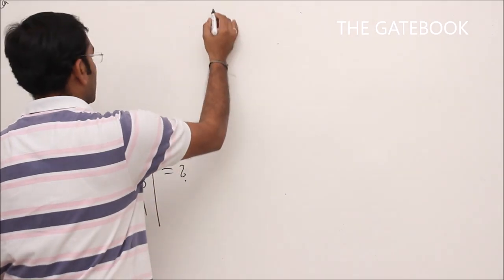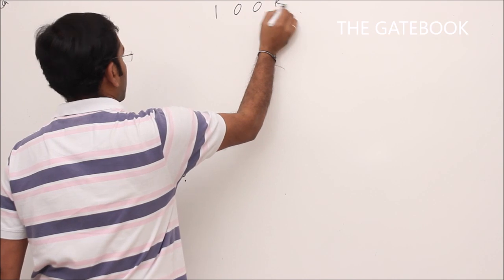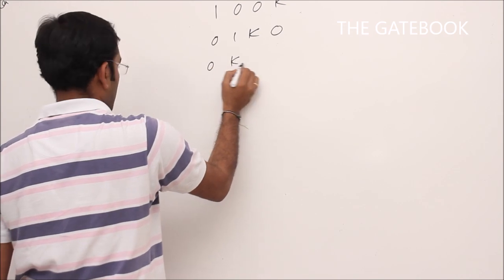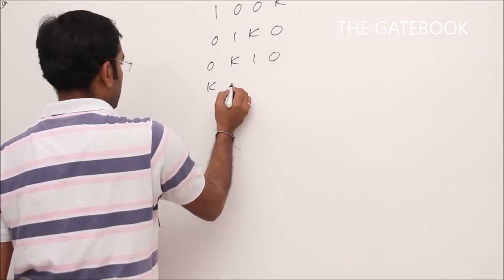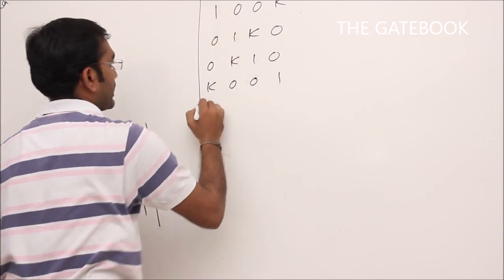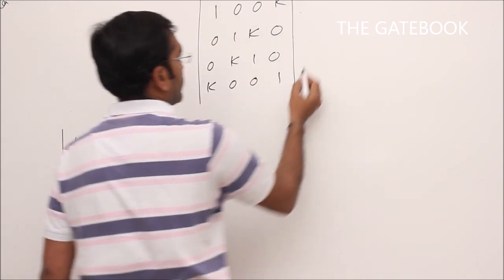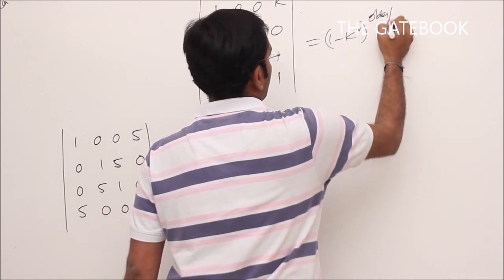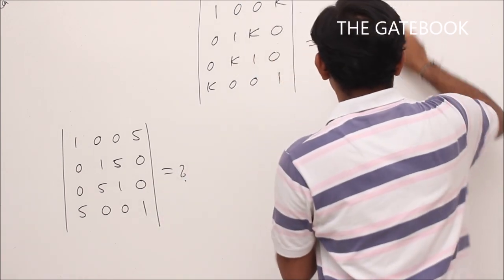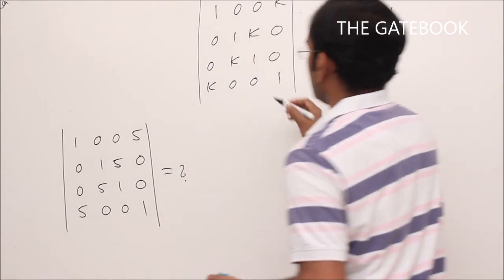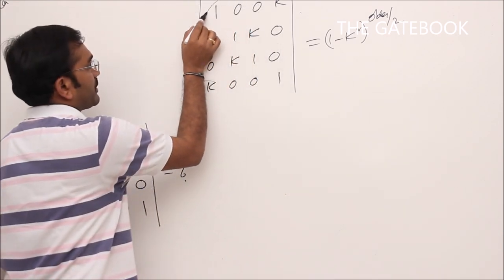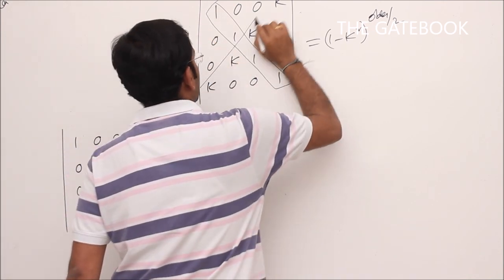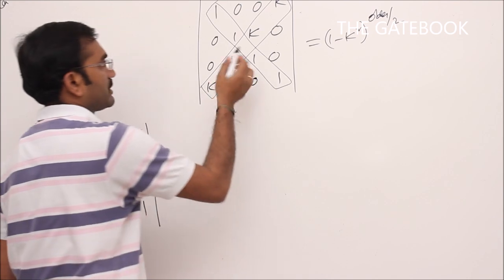We have 1, 0, 0, k, 0, 1, k, 0, 0, k, 1, 0, k, 0, 0, 1. If elements of the matrix are like this, I can apply this shortcut formula: (1 minus k square) whole power order by 2. See the elements of the matrix: principal diagonal elements must be equal to 1, other diagonal elements equal to the same number k, and remaining elements must be 0.